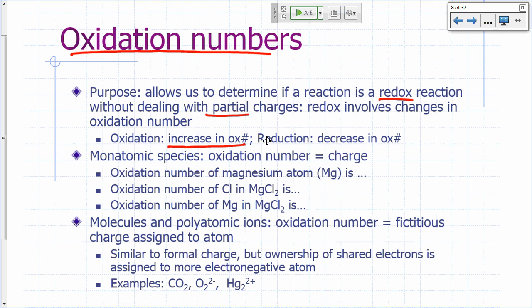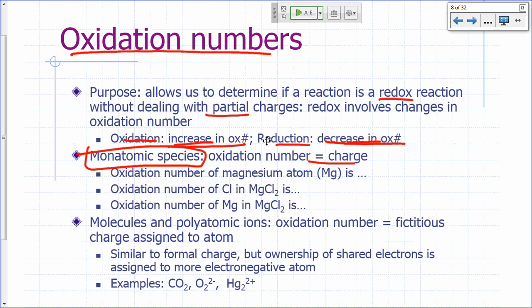And if we see that a particular atom has gained oxidation, has an increase in oxidation number, then we say it's oxidized. And when you see a decrease in oxidation number, then it must be reduced. Okay, so increase in oxidation number is oxidation, decrease in oxidation number is reduction. So what's an oxidation number then? Well, if you're dealing with a single atom or a monatomic ion, a monatomic species, the oxidation number is just the charge.